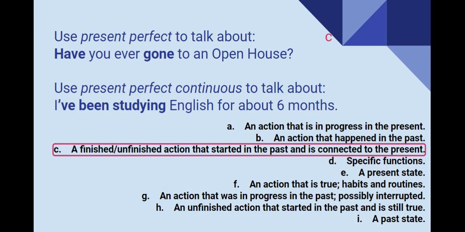And we use present perfect continuous to talk about an unfinished action that started in the past and is still true. I have been studying English for about 6 months. You sometimes can choose between present perfect or present perfect continuous. But if the action is finished already, you cannot use the continuous one. Let's go ahead and see the next ones.